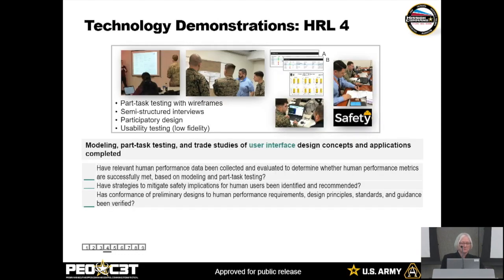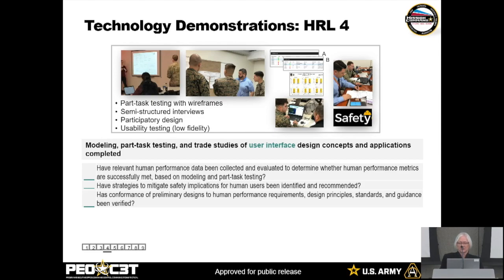HRL4: modeling, part task testing, and trade studies of user interface design concepts and applications are completed. So here we were doing part task testing with wireframes. We were doing our semi-structured interviews. I talked about our participatory design already. And we were doing our low fidelity usability testing, you know, some of the initial concepts.